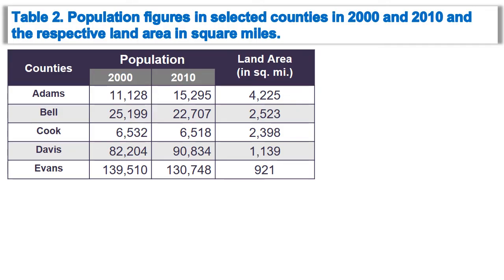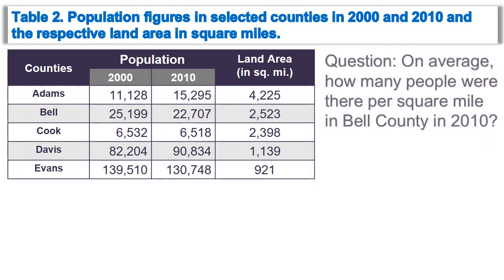So, using the same table as previously discussed, population figures in selected counties in year 2000 and 2010 and the respective land area in square miles. Our question is, on average, how many people were there per square mile in Bell County in 2010? A. 8, B. 9, C. 10, D. 11.